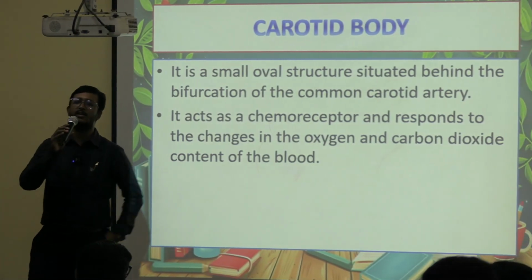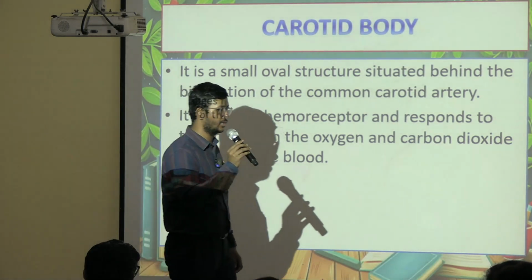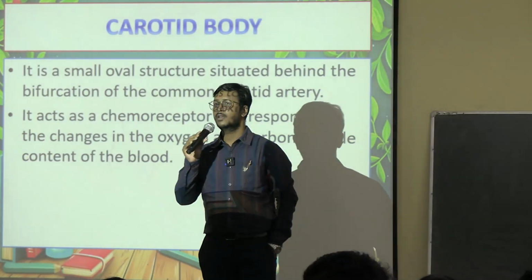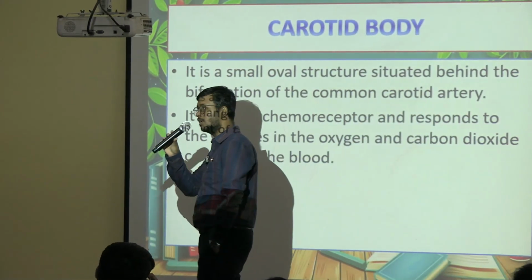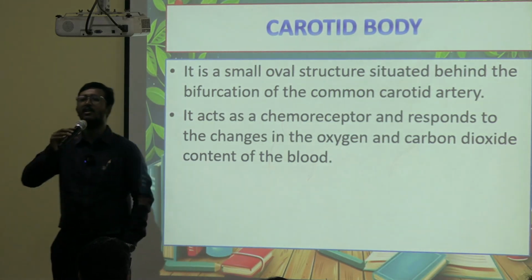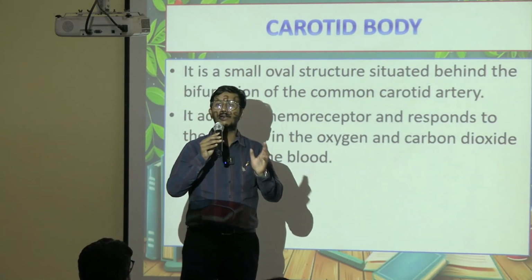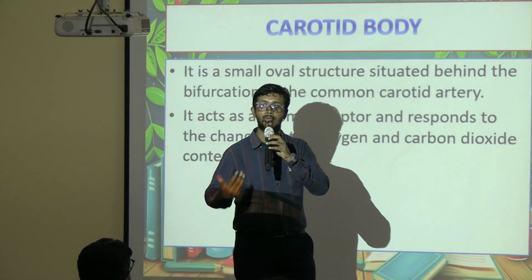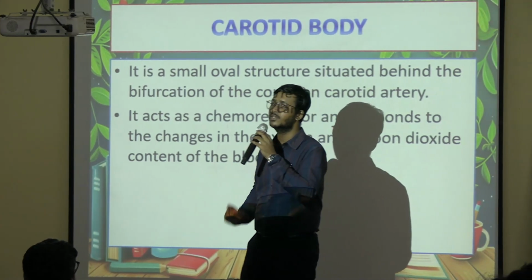Now, carotid body. This is again a different thing. Carotid sinus is a different thing. Carotid body is a different thing. Carotid body is a chemoreceptor. What is meant by chemoreceptor? It will sense the lack of oxygen in the body and the increase of carbon dioxide in the body. To maintain the homeostasis of the body, it will be stimulated and ultimately maintain the oxygen and carbon dioxide level in the body. So it is a chemoreceptor.